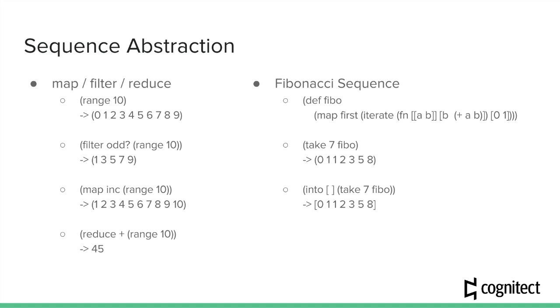We can map inc across that same range. Of course, it increments all of the numbers. And we could reduce addition across that range and get the value 45. Now, all of these sequence operations are lazy by default. They do absolutely no work until they're consumed.